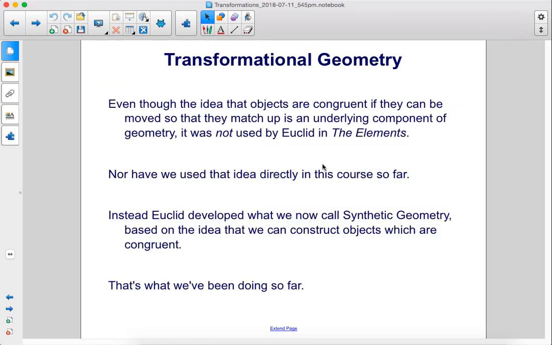Even though the idea that objects are congruent if they can be moved so that they match up is an underlying component of geometry, it was not used by Euclid in the Elements, nor have we used that idea directly in this course so far. Instead, Euclid developed what we now call synthetic geometry, based on the idea that we can construct objects which are congruent. That's what we've been doing so far.